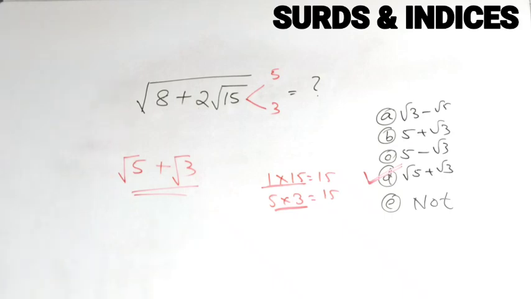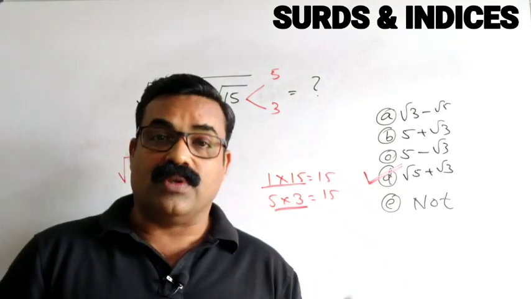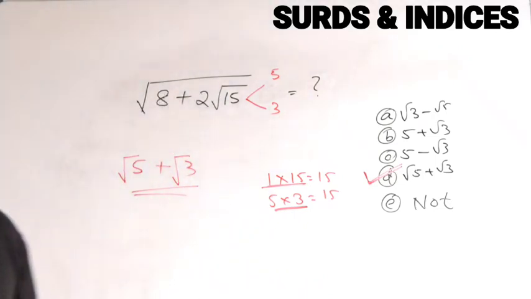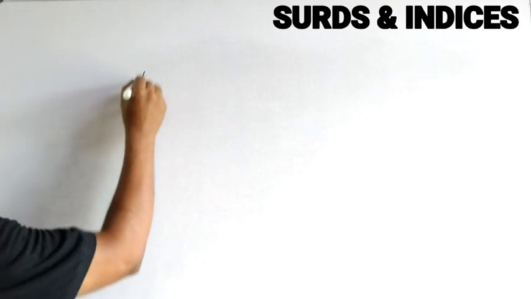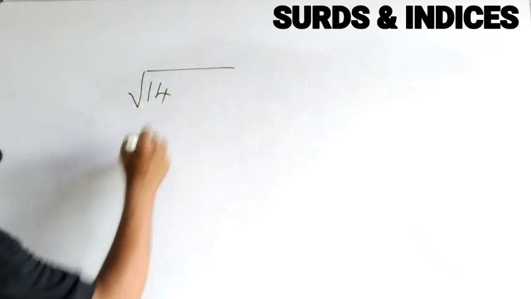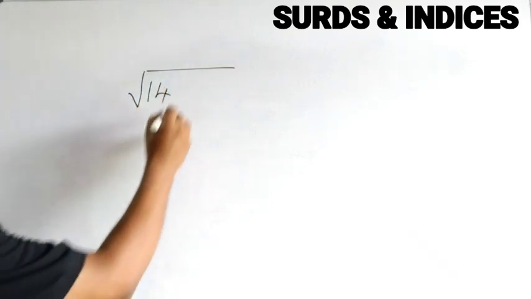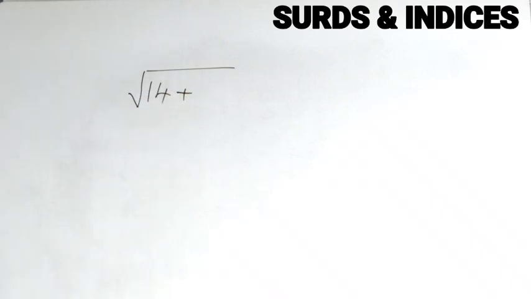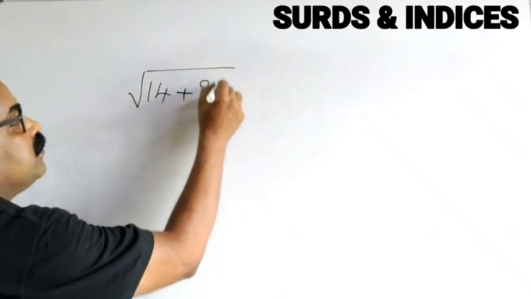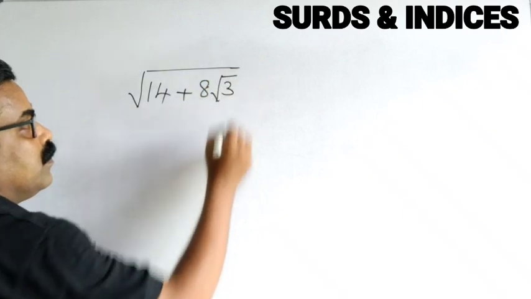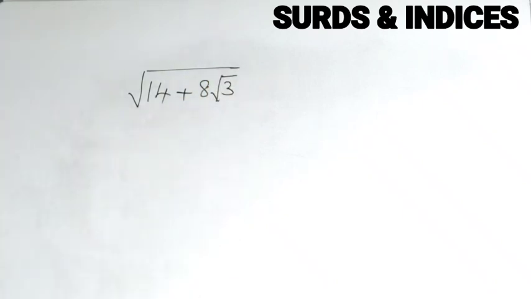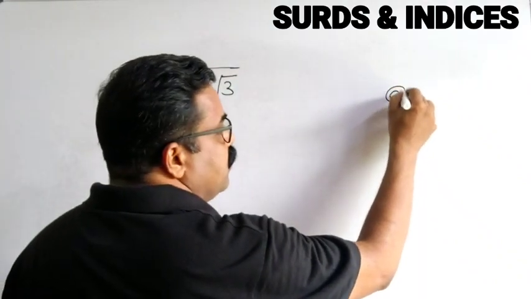So this type of questions will become very easy for you now once you practice with some more questions. Okay. So kindly note it. So next question. Root of 14 plus 8 root 3, 14 plus 8 root 3, and options are given.